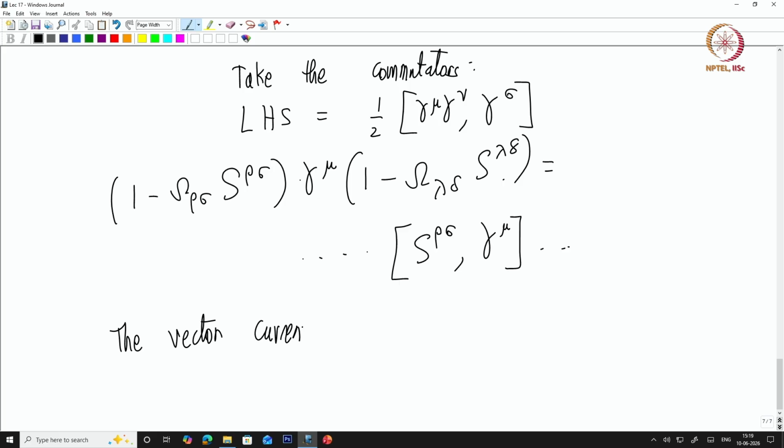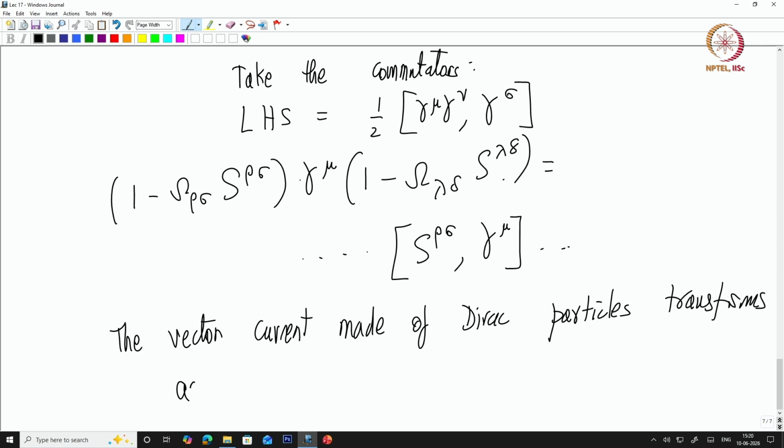Current made of Dirac particles transforms as a Lorentz vector under Lorentz transformation. So, this is the basic idea.